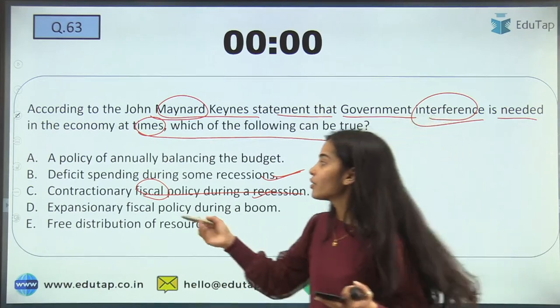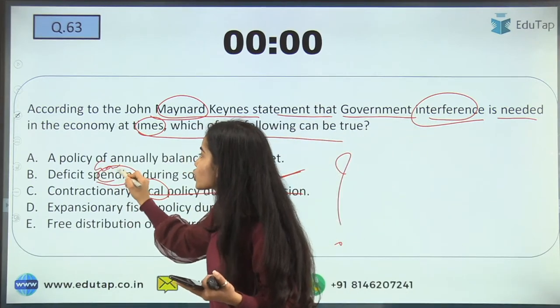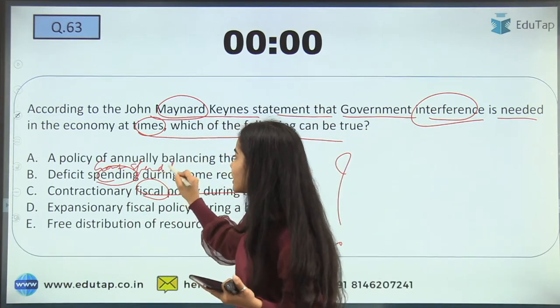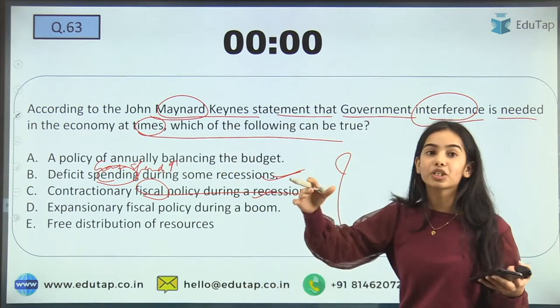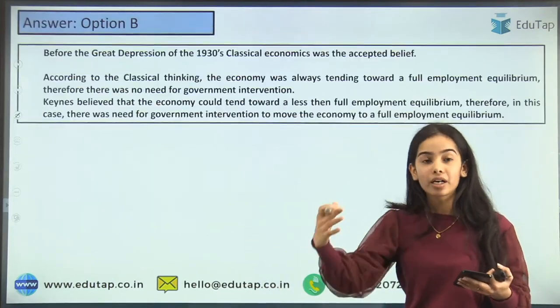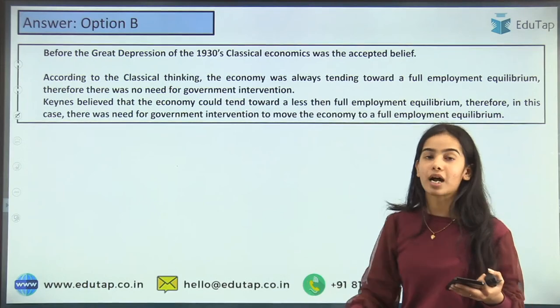That is government. What does this mean? That the government should spend more. That's how we can come out of the recession. That's how consumption will start, the production will start, the income will start.